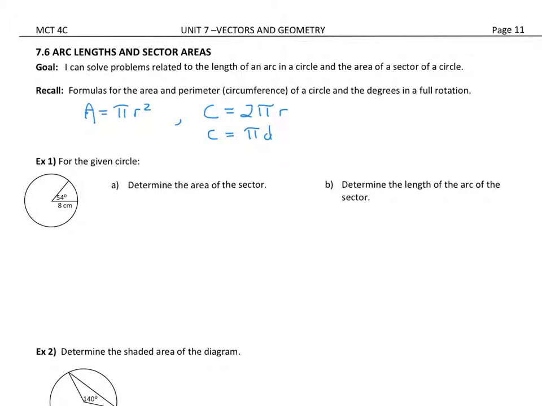Now, as far as the degrees in a full rotation, we should know that there are 360 degrees in an entire rotation. So when we're looking at a sector of a circle, we're looking at just a fraction of that circle, how many degrees out of 360. In this first example, we want to find the area of this sector. Our sector has a central angle of 54 degrees, so I'm not going all the way around. The fraction of the circle is just 54 degrees out of the 360 degrees. That's the fraction of the area that we want.